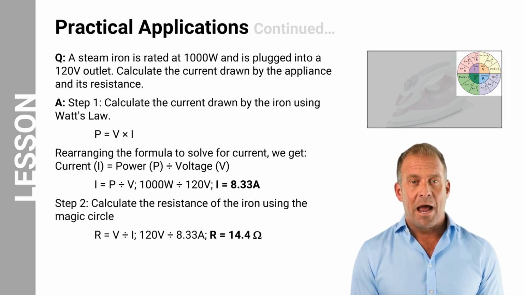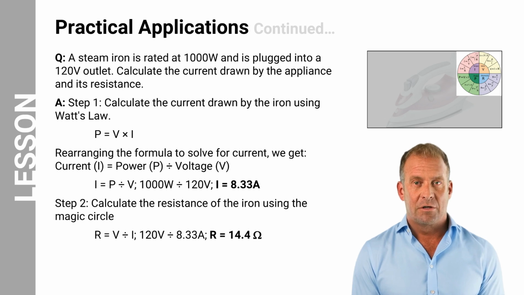Next, to determine the iron's resistance, we can use the magic circle, which relates voltage, current, and resistance. Since we know the voltage and current, we can calculate the resistance using the formula resistance equals voltage divided by current. Substituting the values, we find that the appliance has a resistance of about 14.4 ohms when plugged into a 120 volt outlet. This example demonstrates how Watt's law and the magic circle can be applied to everyday appliances to determine their electrical characteristics, such as current draw and resistance.